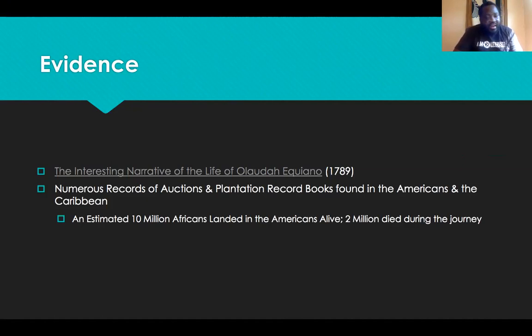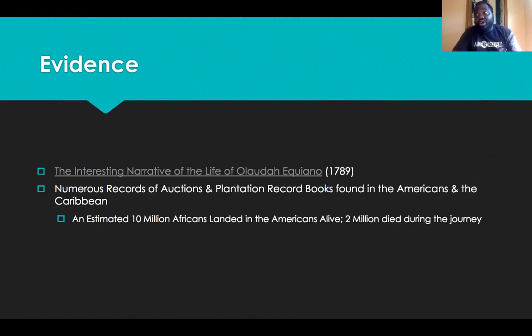So we have narratives like that, and he's not the only one. Then we also have numerous records of auctions and plantation record books found in the Americas and the Caribbean. Many of these things have since been destroyed.